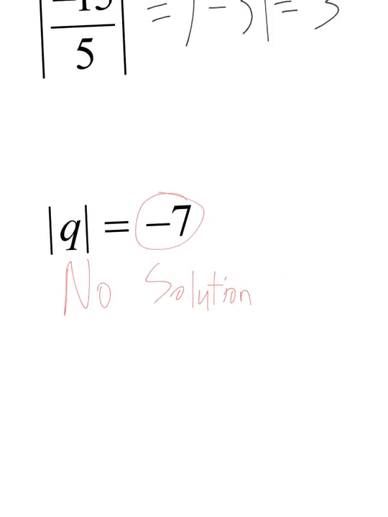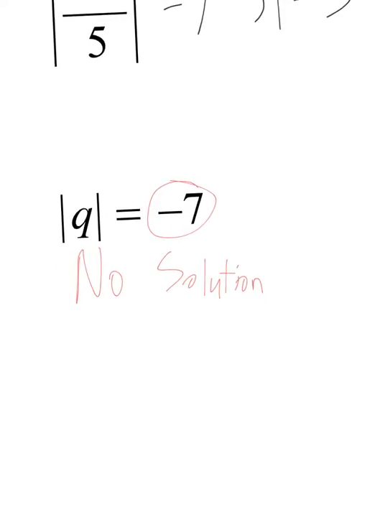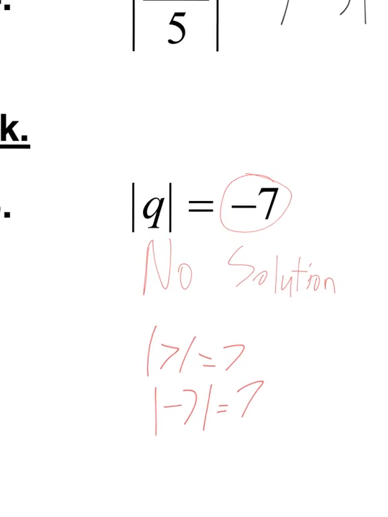Number 6, you can't take the absolute value of something and have it equal -7. The absolute value of 7 is 7. The absolute value of -7 is still 7. So you'll never get a negative value. That's why the answer is no solution.